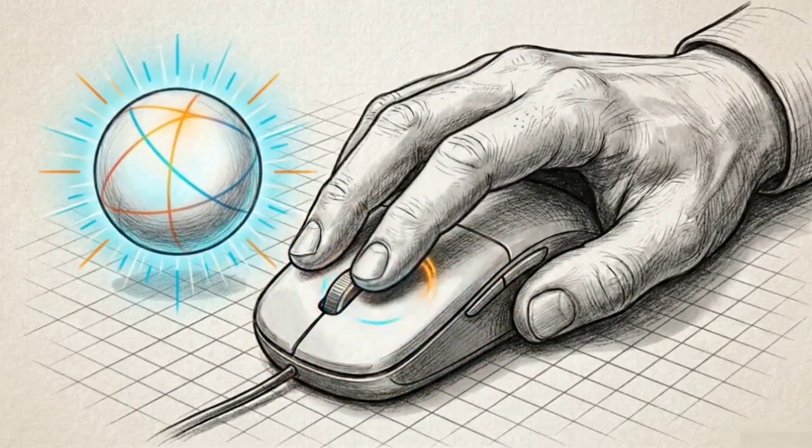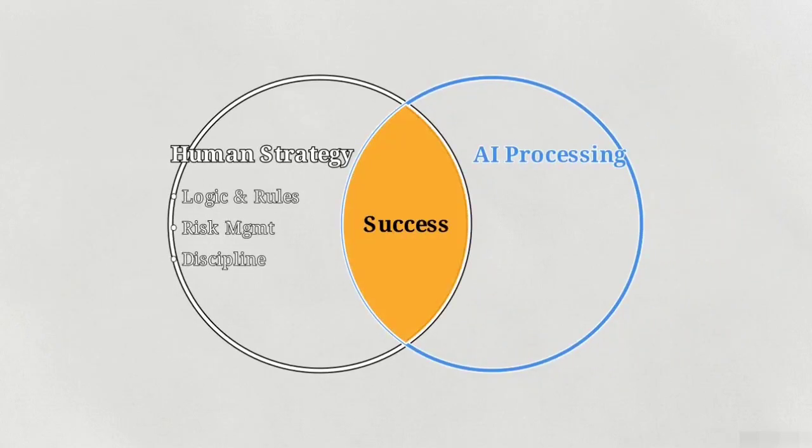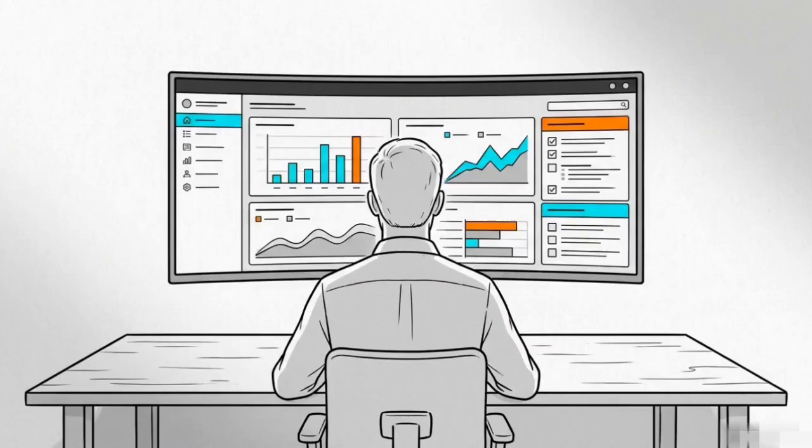Success in 2026 relies on a symbiotic relationship where human logic provides the strategy and AI provides the processing power. This combination ensures every trade is backed by both speed and structural discipline.